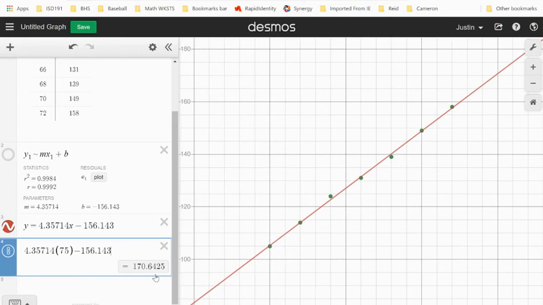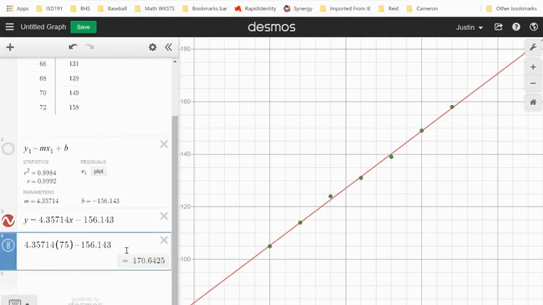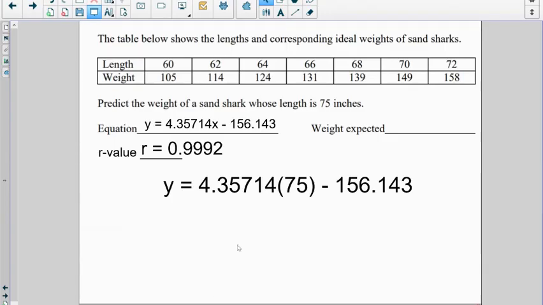So all of our weights up above were given in whole number values. So we are going to round our answer here to a whole number. Notice I did not round the slope. I did not round the y-intercept. Those are the exact values that I get from Desmos because I want my line to be as exact as possible. The only time you round is at the very end in your final answer. Because I have a 6 after the decimal point, I would round this up to the nearest pound. It would be 171 pounds. I'm assuming it's pounds.